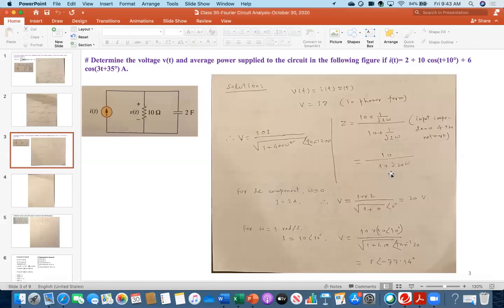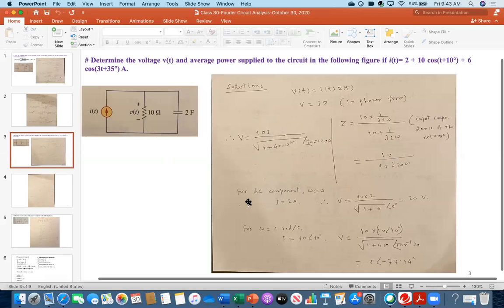Let's go back. Now that I did, I just wrote it online. I should have written one more line: first write 10 over this one, but I just wrote it in one step, root over 1 plus 400 omega square. Now everybody see, this is my general way to find this out. At last I will convert into the time domain. Now I am in the phasor domain.